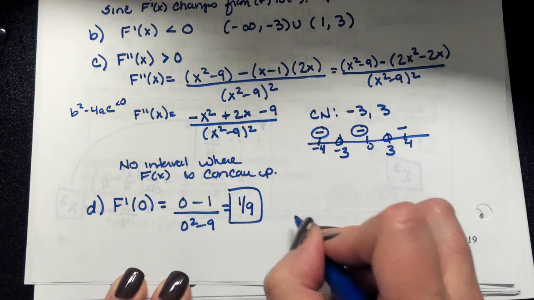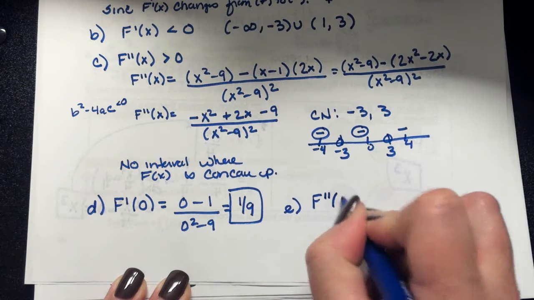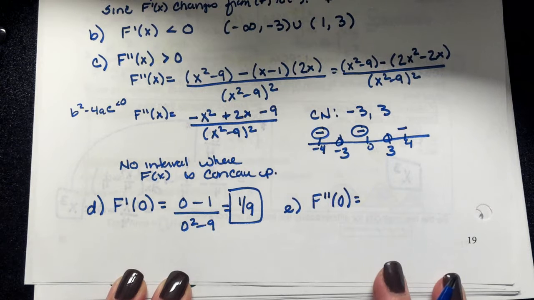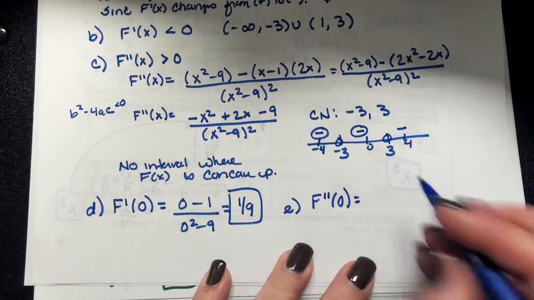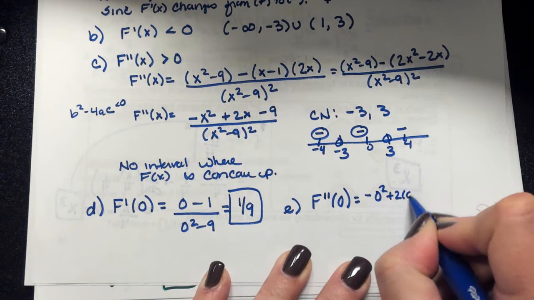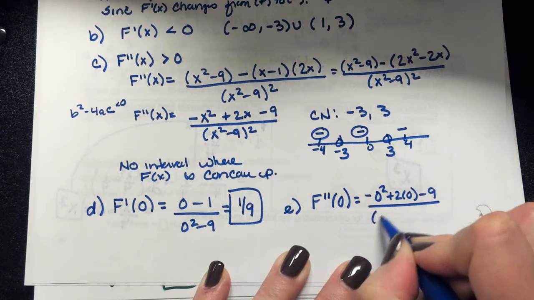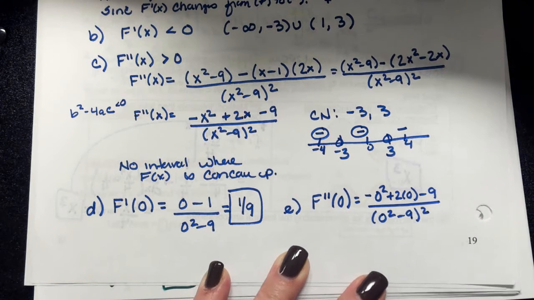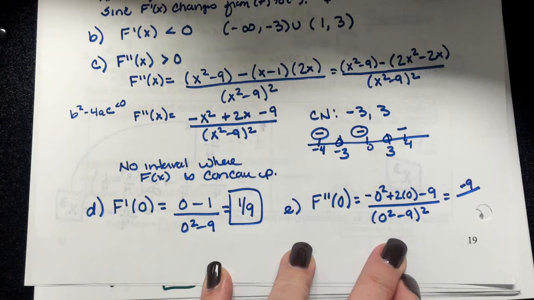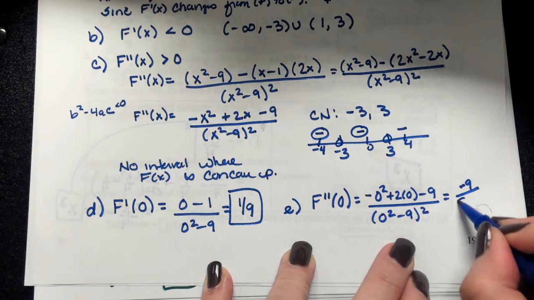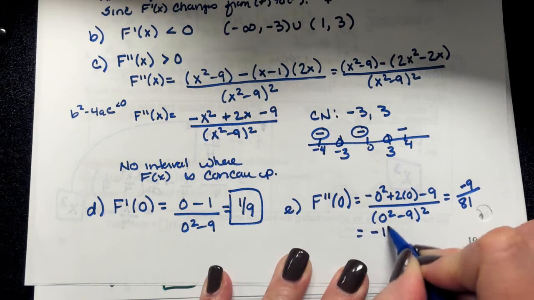So part E then is asking me for f double prime of 0. So how do I find f double prime of 0? I plug it in where? Plug it into the second derivative. So again, that's going to give me negative 0 squared plus 2 times 0 minus 9, all over (0 squared minus 9) squared. Don't make a careless mistake here. Negative 9 is on the top. What value do I get on the denominator? 81. So negative 9 over 81 is going to give me a negative 1/9.